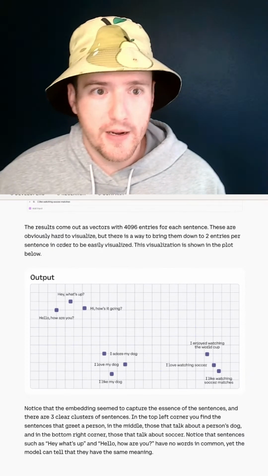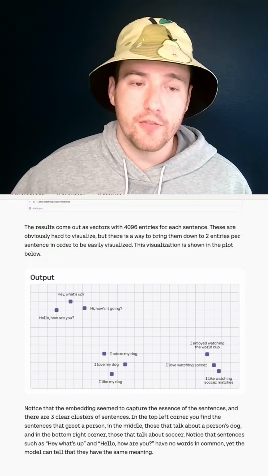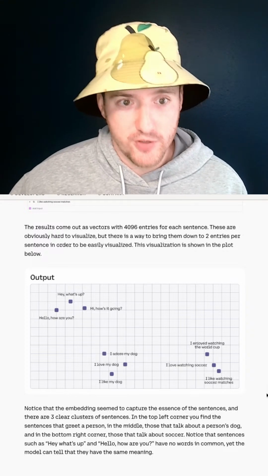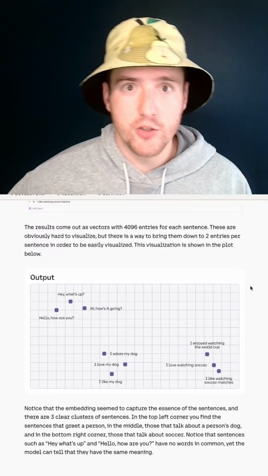These results come out as vectors with 4,096 entries for each sentence. These are obviously hard to visualize, but there's a way to bring them down to 2 entries per sentence in order to easily be visualized. This visualization is shown in the plot below. So we can already see there's some clustering going on.